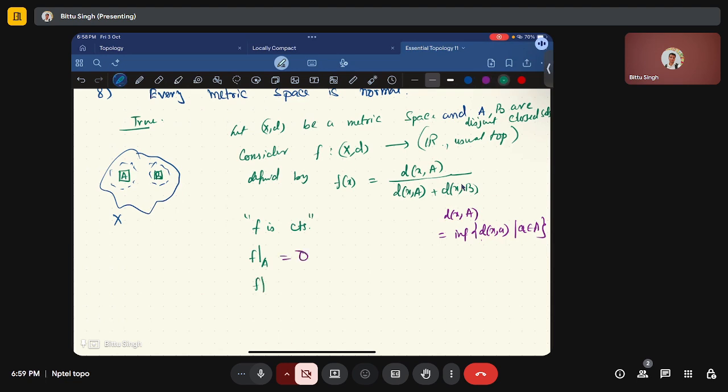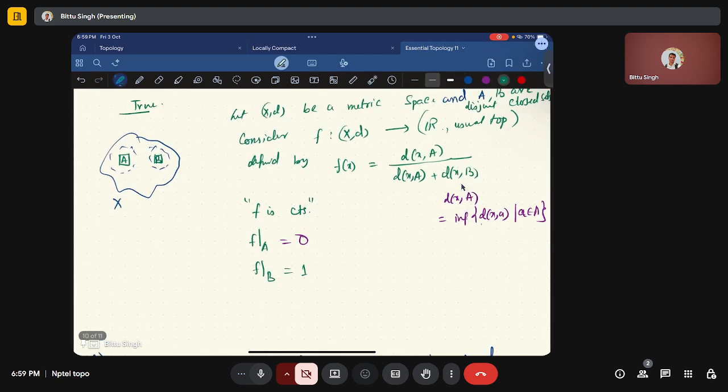And similarly, f restricted over B is actually 1. It's the same kind of reasoning. If we take an element from B, this is d(b, A) over d(b, A) plus d(b, B), and d(b, B) is actually 0. The distance from this b to capital B is 0 if we choose an element from capital B. So those two are the same, cancelling each other, it will get 1. This is how we are getting it.